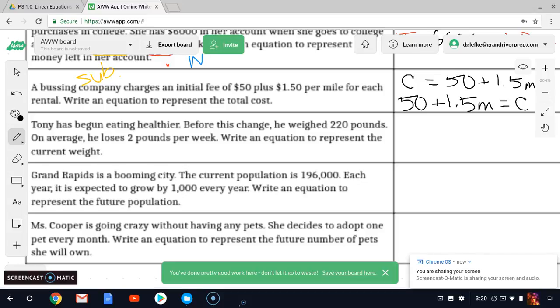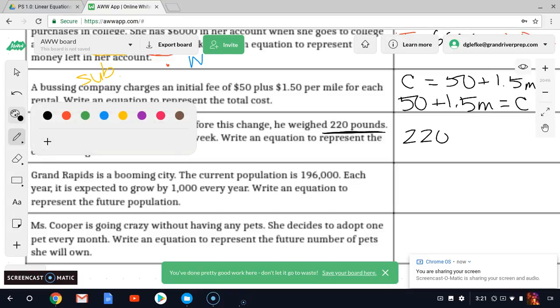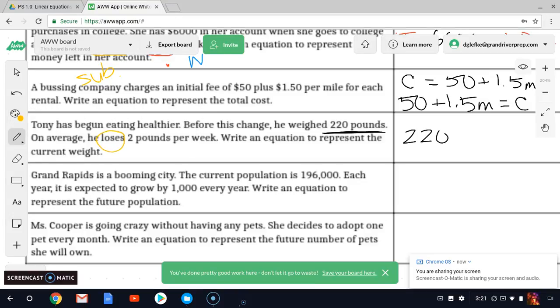The next one says, Tony has begun eating healthier. Before this change, he weighed 220 pounds. On average, he loses 2 pounds per week. Write an equation to represent his current weight. Okay, so his starting point is the 220 pounds. That's what he starts with for his weight. So we're going to start with the 220. That's our starting point. And he's losing 2 pounds per week.